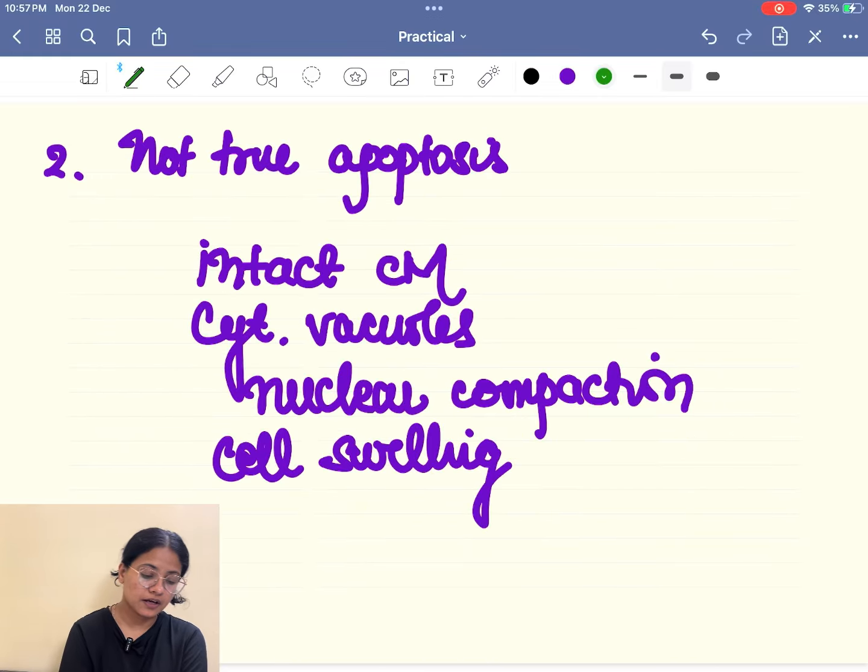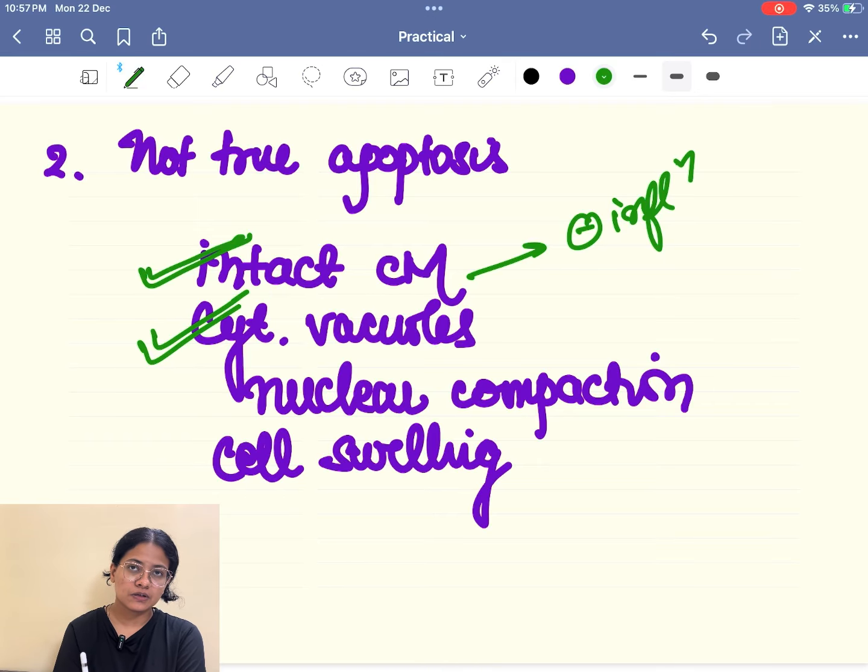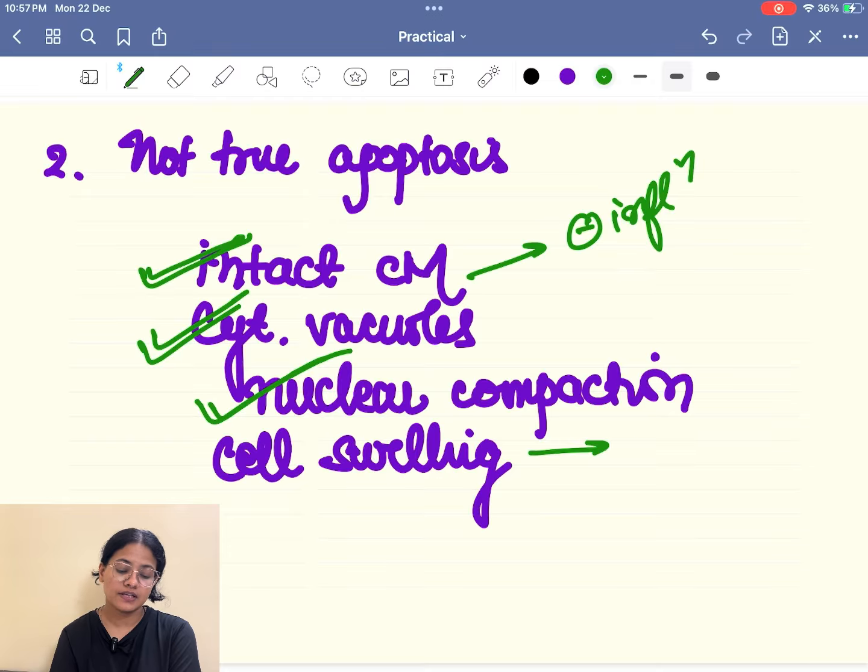So we know that in apoptosis there is intact cell membrane. Yes, that is why there is no inflammation. Cytoplasmic vacuoles, definitely everything shows cytoplasmic vacuoles. Nuclear compaction is seen, right? Yes. And then you have cell swelling. So cellular swelling is usually seen in necrosis, whereas cell shrinkage is seen in apoptosis.